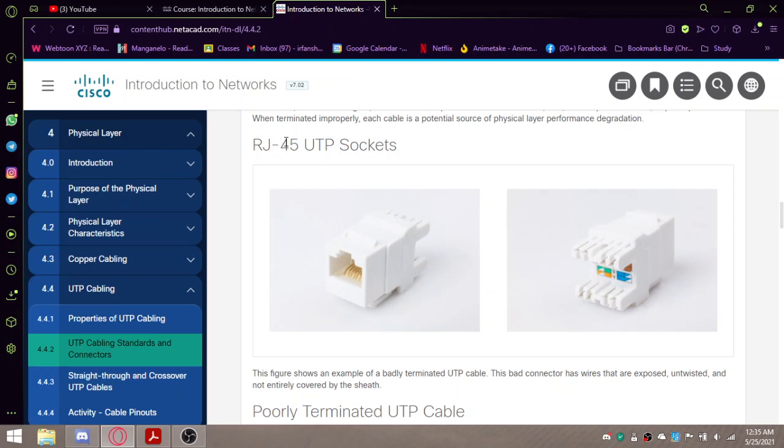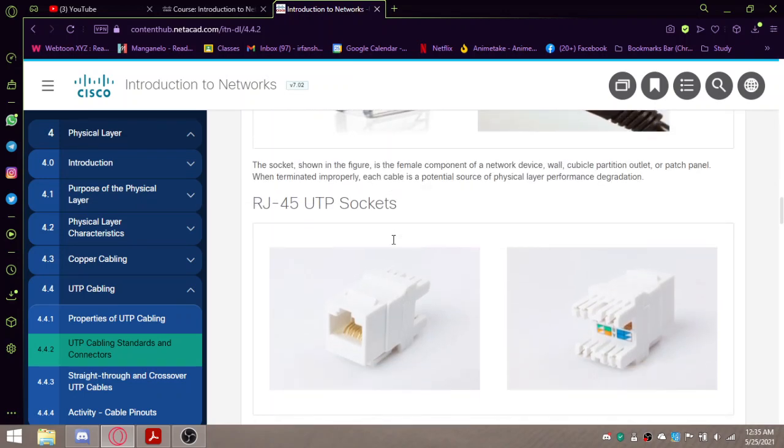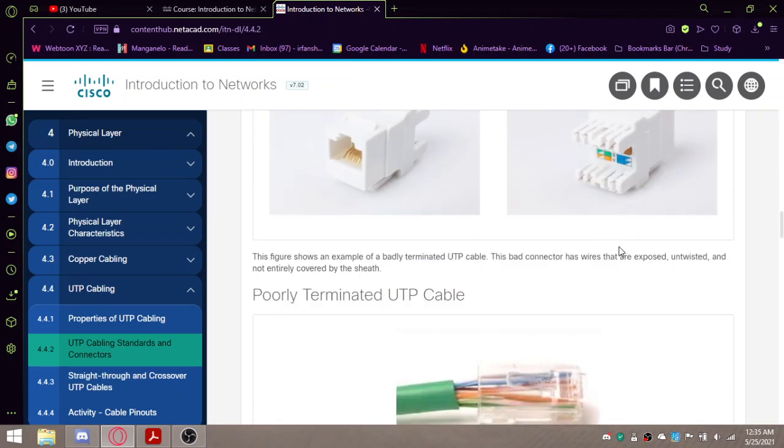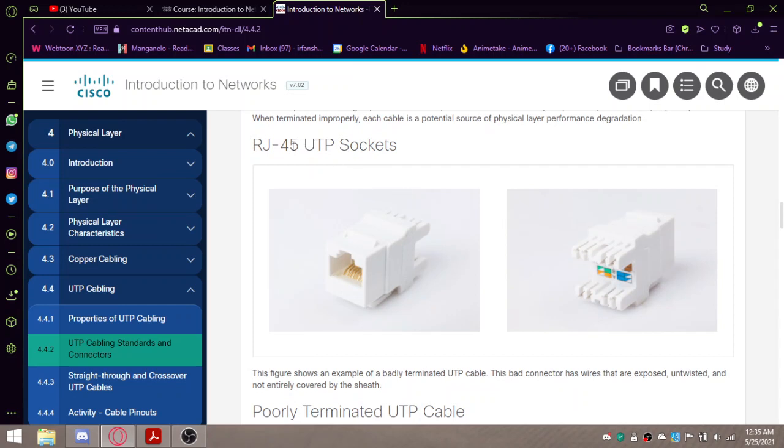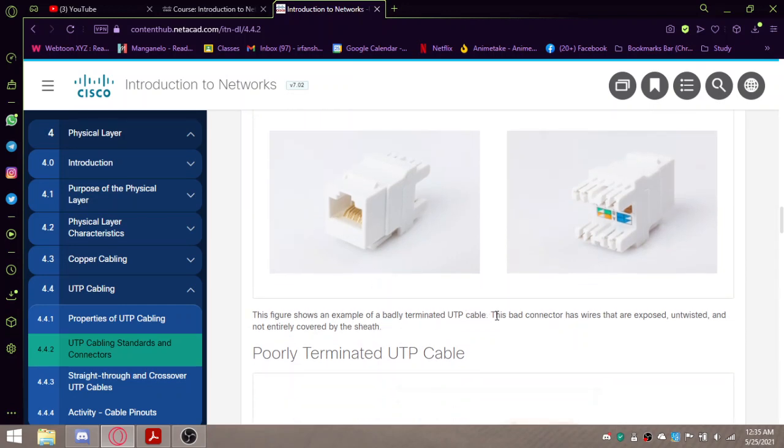RJ45 UTP socket, or female port. This back connector has wires that are exposed and twisted and not entirely covered by the sheath.